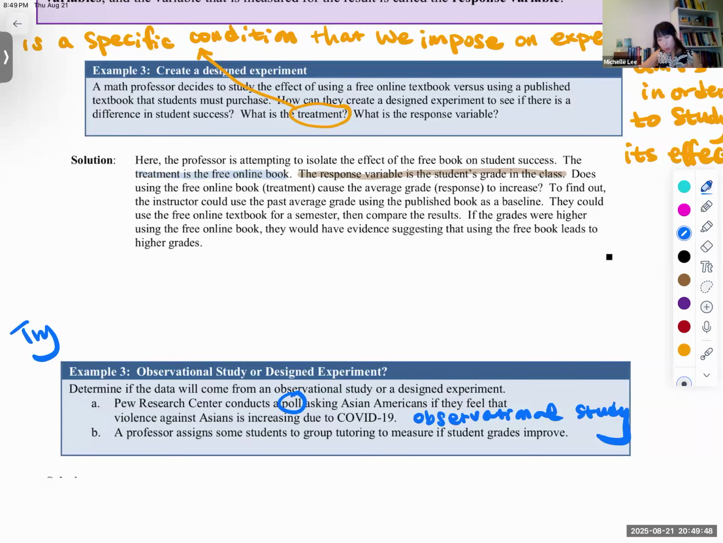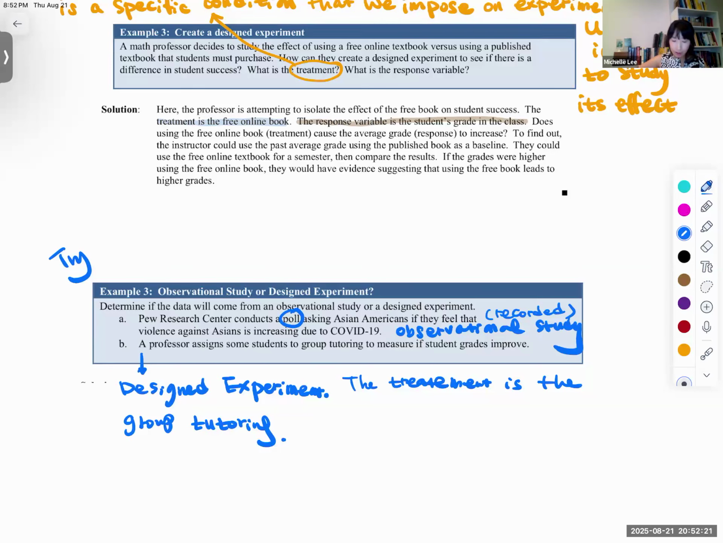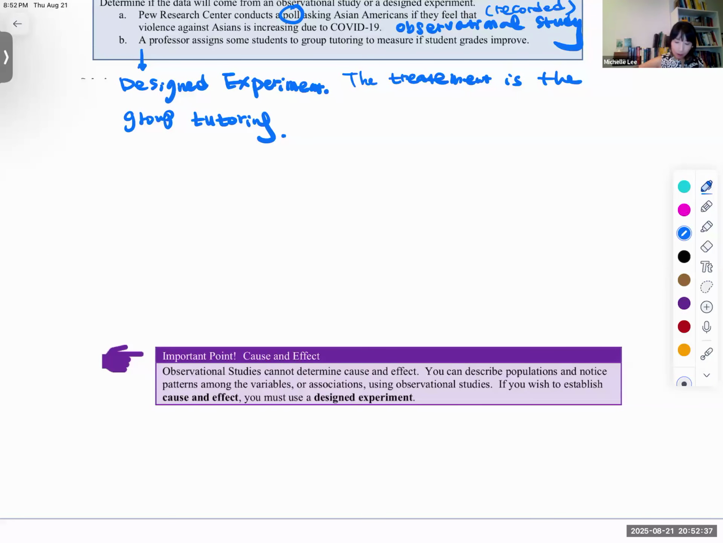How about the second one? So they want to know whether the students' grades improve, right? So this is a designed experiment. Then what is the treatment? Like earlier, what we did, right? So the treatment is the group tutoring, right? Okay, let me write down. Okay, so I wrote down this is a designed experiment. The treatment is the group tutoring.